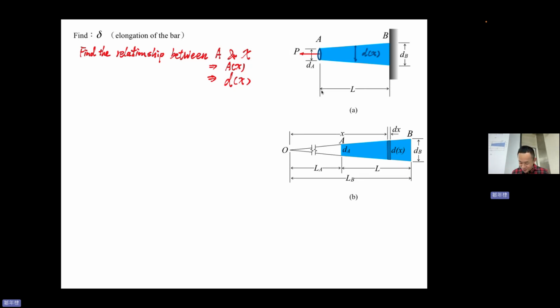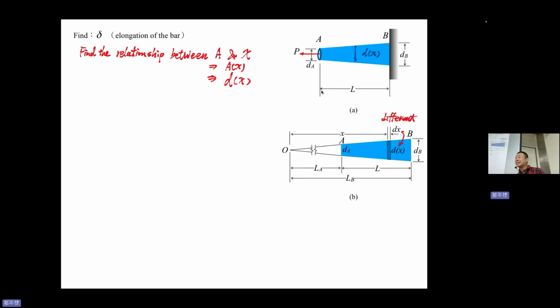Anyway, it's not important. So now let's find d(x), and notice that d(x) is different from dx. These two are different.